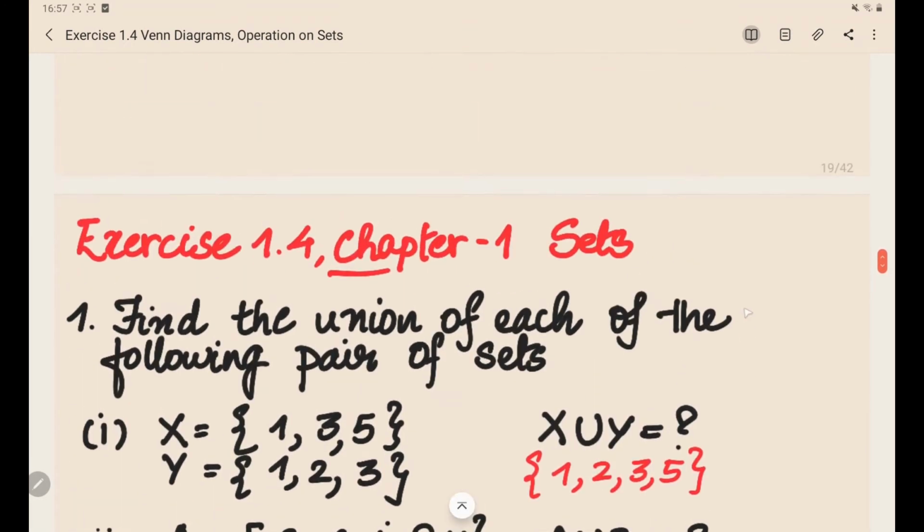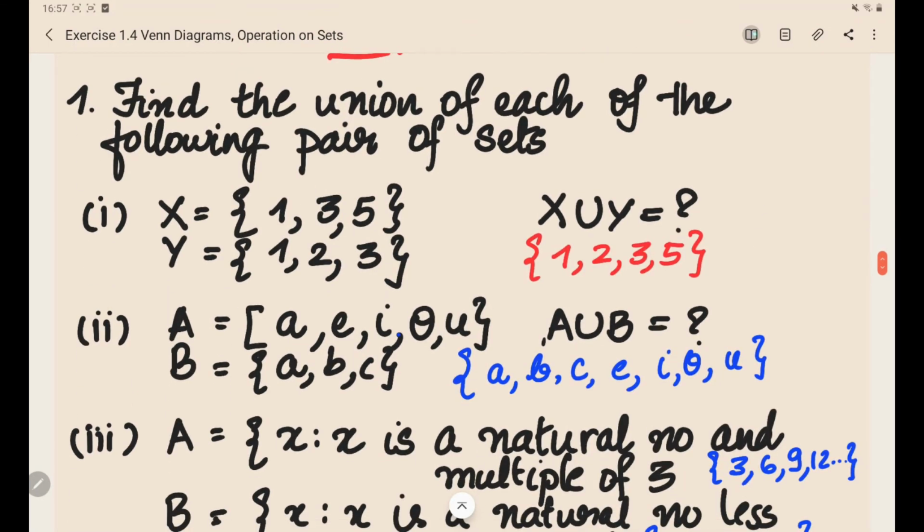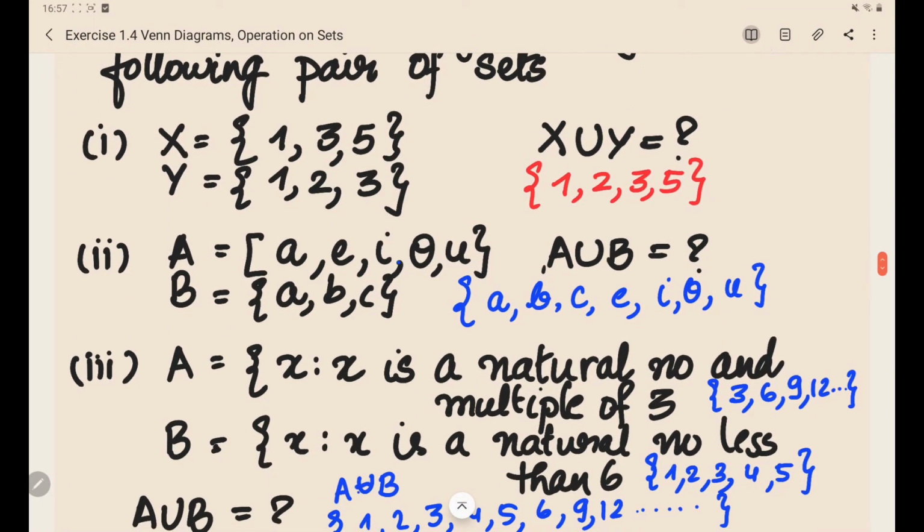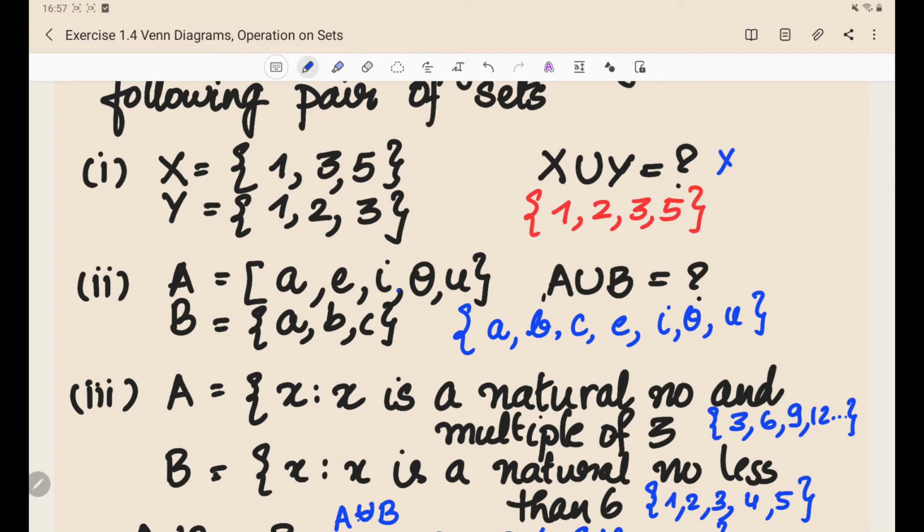In question 1, we discussed all the unions of the sets. Now the question is to find the intersection of each pair of sets. So let's go directly to the question. X is equal to {1, 3, 5} and Y is {1, 2, 3}. What are the common elements of both these sets? That is called the intersection. So X intersection Y: 1 is common to both, and 3 is also common to both. So 1 and 3 are the elements of X intersection Y.